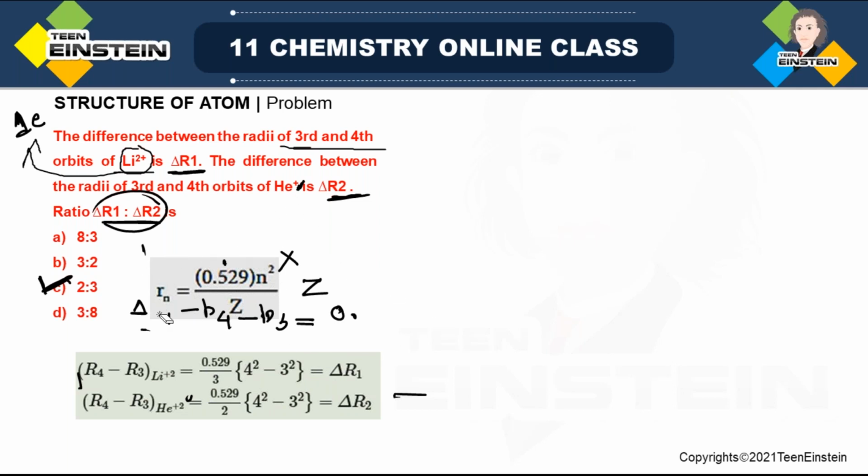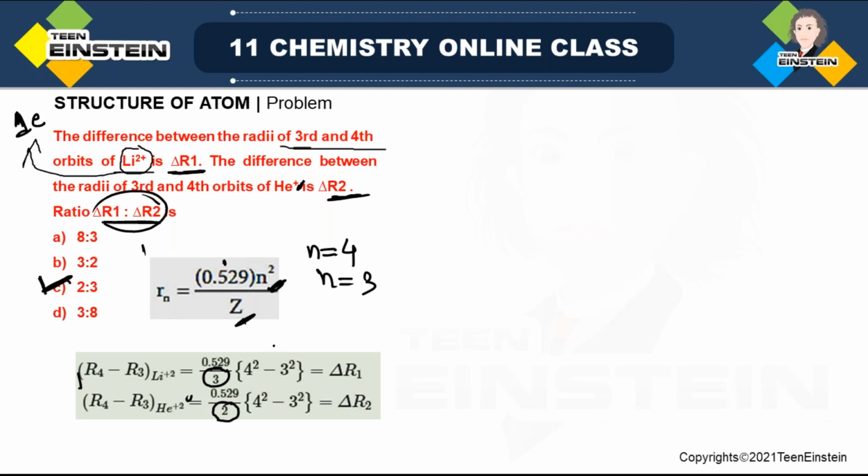So here the formula is given, that is formula for Rn. The same formula you have also seen 2 to 3 slides before. Just put N and Z. Z is 3 for lithium, 2 for helium. Rest of the part there is no change because in both cases this is the difference between third and fourth. So it will always be 4 square minus 3 square. So N is equal to 4 for fourth orbit. It is equal to 3 for third orbit. Okay.